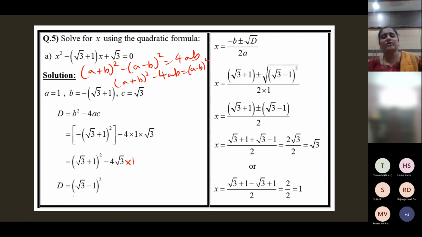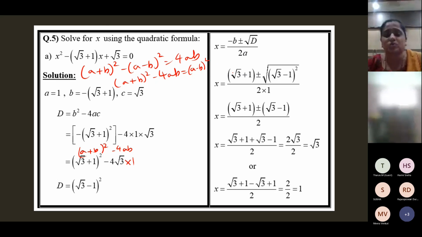(A plus B) the whole square minus (A minus B) the whole square is equal to 4AB. So (A plus B) the whole square minus 4AB is (A minus B) the whole square. This is exactly of that form, so the answer is (A minus B) the whole square, (root 3 minus 1) the whole square. That is D. Now solve for x.